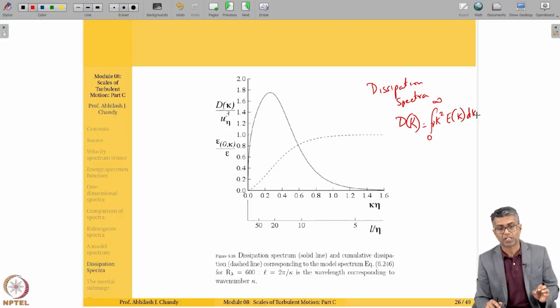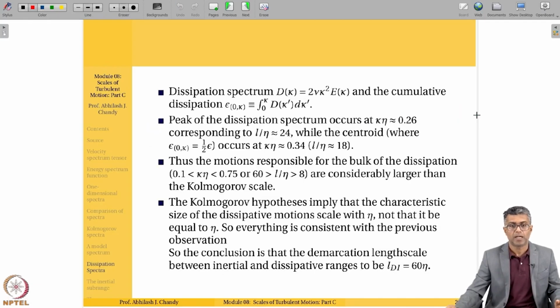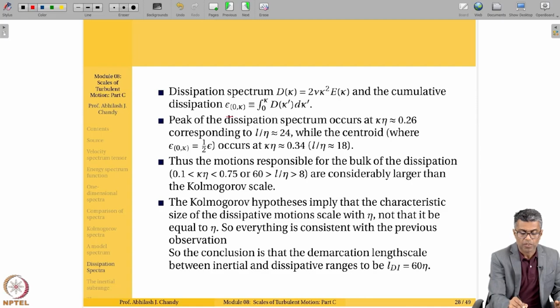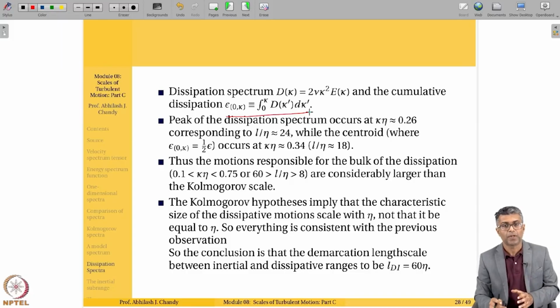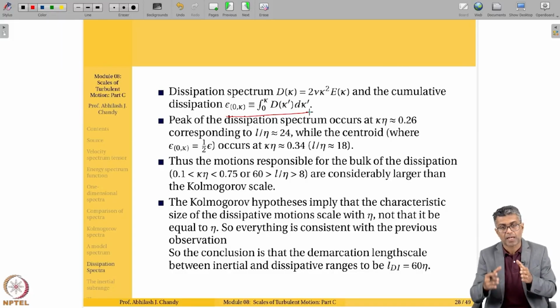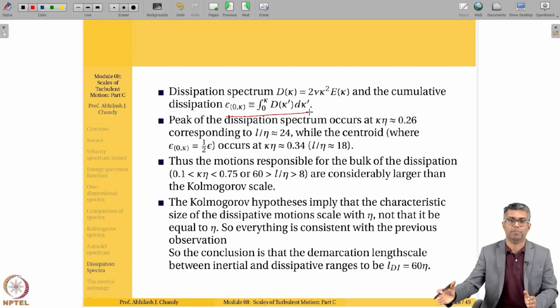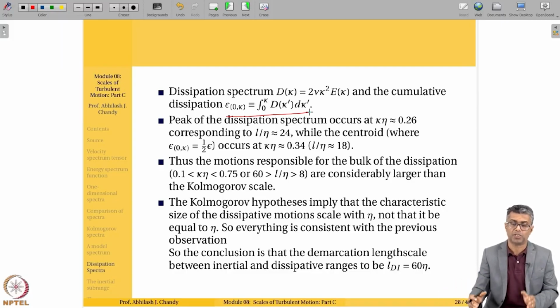Also shown here is a dashed line, which is the cumulative dissipation. Cumulative dissipation is defined as epsilon 0 to kappa, the integral from 0 to kappa of D(kappa prime) d kappa prime. So what does that mean? You are basically calculating the dissipation up until each wave number. That's what it is, the cumulative dissipation.